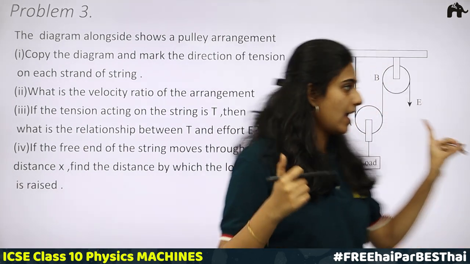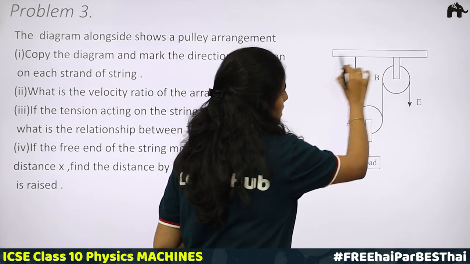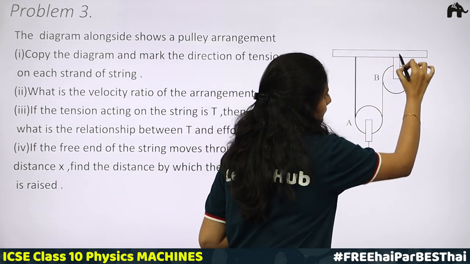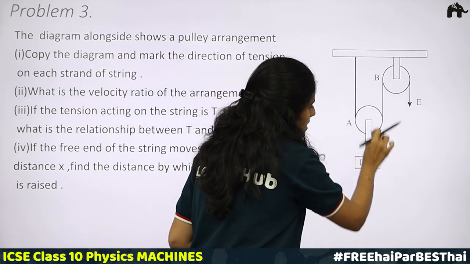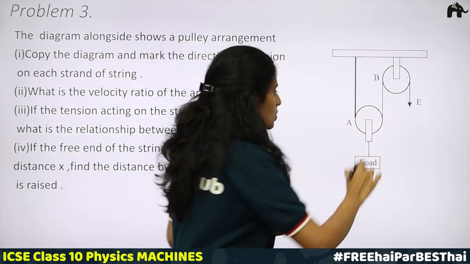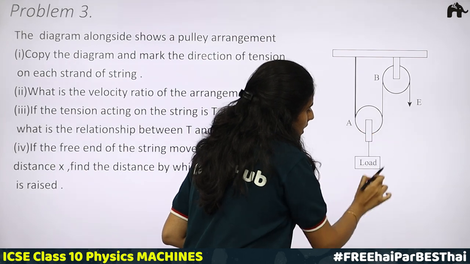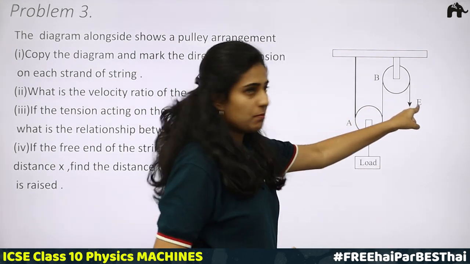Okay. Here you have the diagram. This is a system with a rigid support. This is your axle, in case of the fixed pulley, and you have a movable pulley, this is the axle of the movable pulley. To the axle of the movable pulley, the load is attached. Here you are applying the effort.